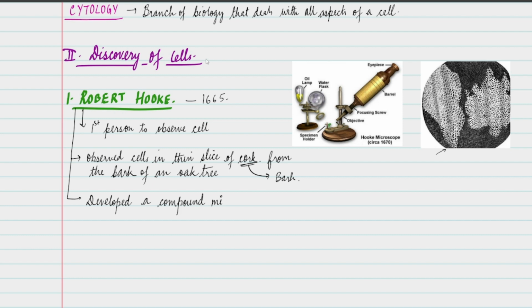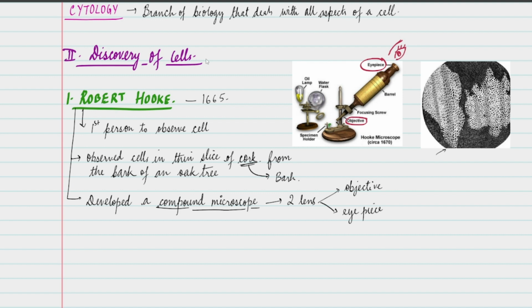Do you know what is the meaning of a compound microscope? A compound microscope is an instrument which uses more than one lens. So two lenses he had used. One he named the objective, another is the eyepiece. In the diagram, this is the eyepiece. Here you put your eyes to observe the specimen, and the objective lens is here.